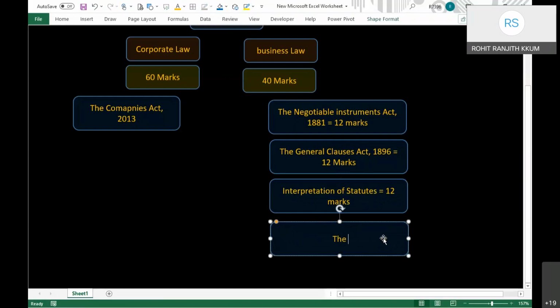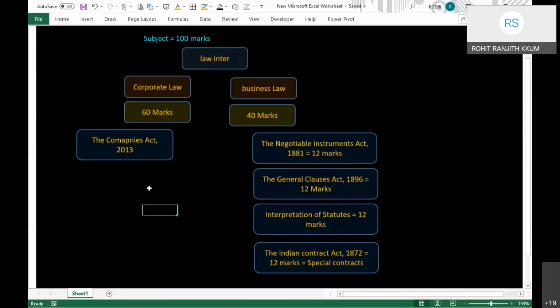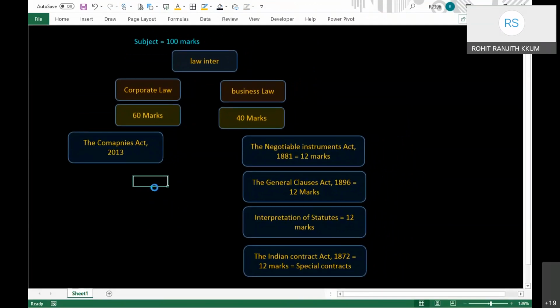The Indian Contract Act 1872, again for the 12 marks. But understand, you are not going to learn everything in detail. Here, these are the special contracts. Special contracts you're going to learn are like law of agency, law of bailment, law of pledge, contract of indemnity, the guarantee. These things you are going to learn here.